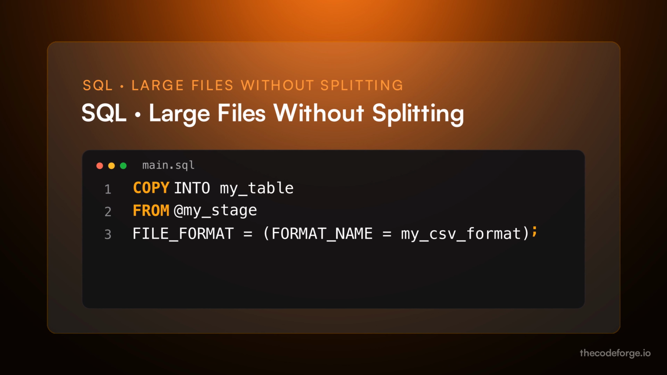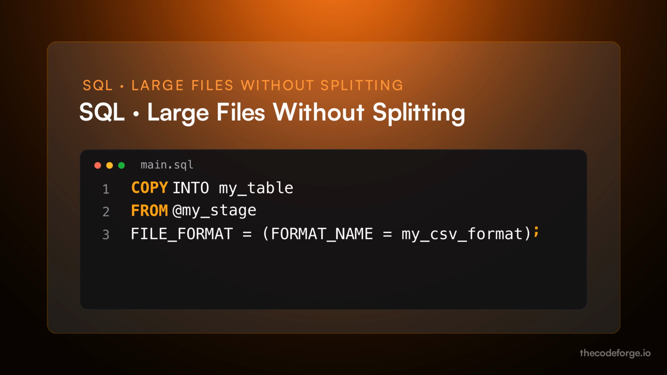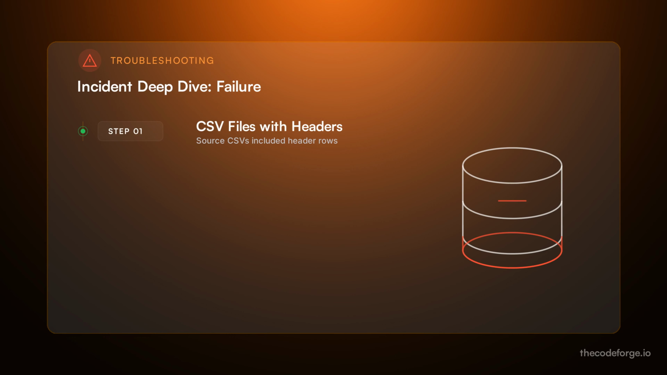Never load a single 10 GB monolith. Snowflake thrives on parallelism. Split that beast into 100 megabyte chunks before staging and watch your load times drop from hours to seconds. Back to the silent failure.